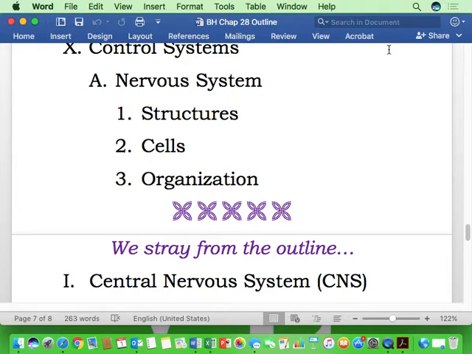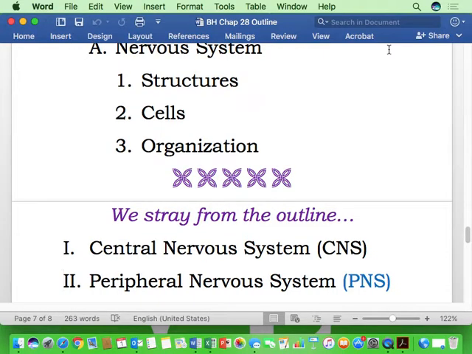So we break the nervous system into two parts: the central nervous system, which is the brain and spinal cord. And the central nervous system's function is integration. So integration is taking two things and bringing them together, right? So we need to talk about what are we integrating. And that falls into the domain of the other part of the nervous system, which is the peripheral nervous system.